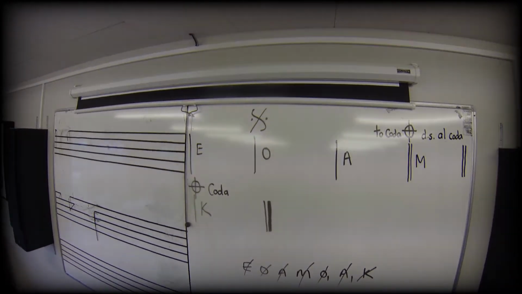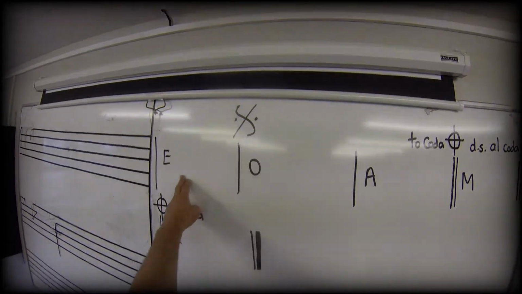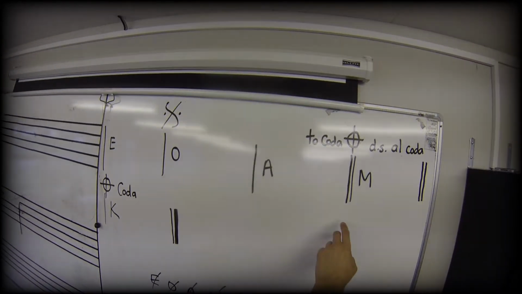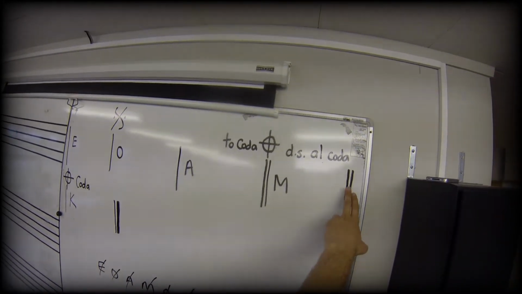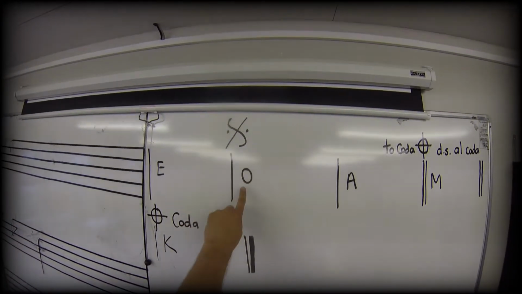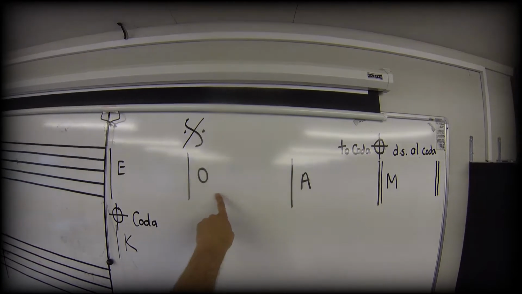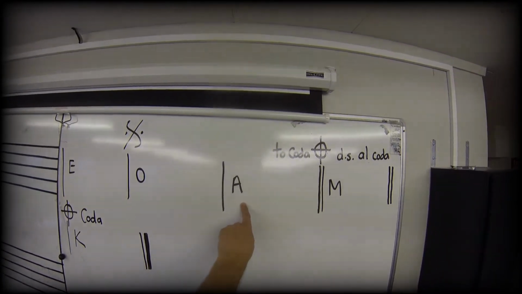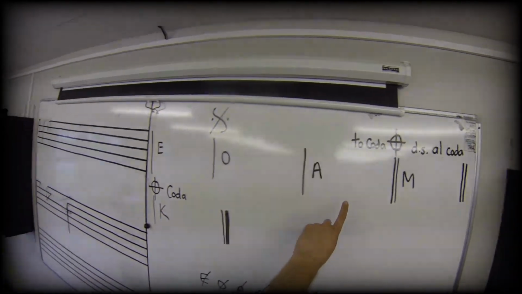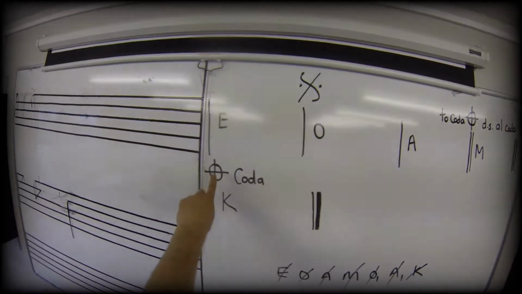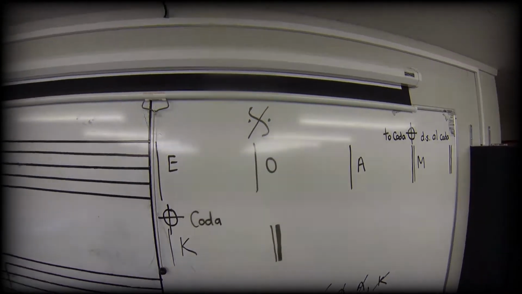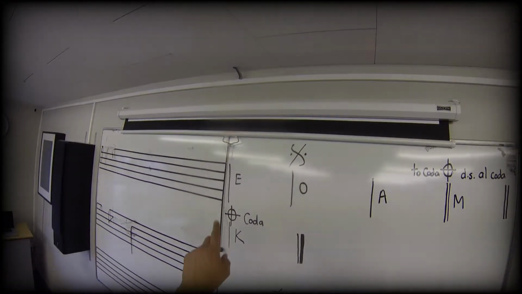So let's just check. I've got bar E, bar O, bar A, bar M. Instruction to go back to the sign. So I play O1 and then A1, and then I'm told to jump to the coda at the end of that bar. I jump from coda symbol to coda symbol. I play K, and then I finish the music. So this is how it would sound.